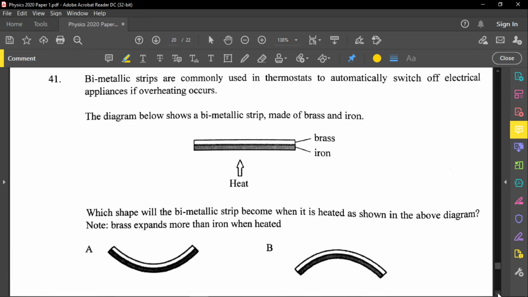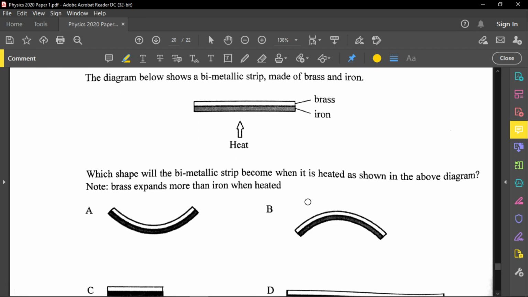It says, which shape will the bimetallic strip become when it is heated as shown in the above diagram. It said, note, brass expands more than iron when heated. This is a big giveaway. So if brass expands more, it's going to get longer, and so it will bend according to B, because if you look at it, it will bend this way. Brass, the top one, is going to be longer. The longer one will be bending on the top.